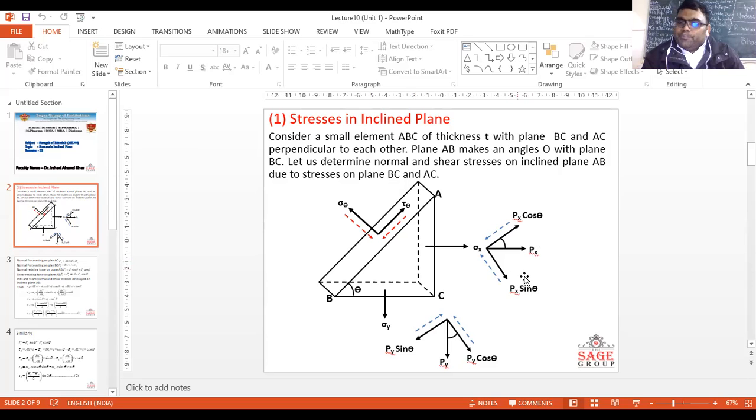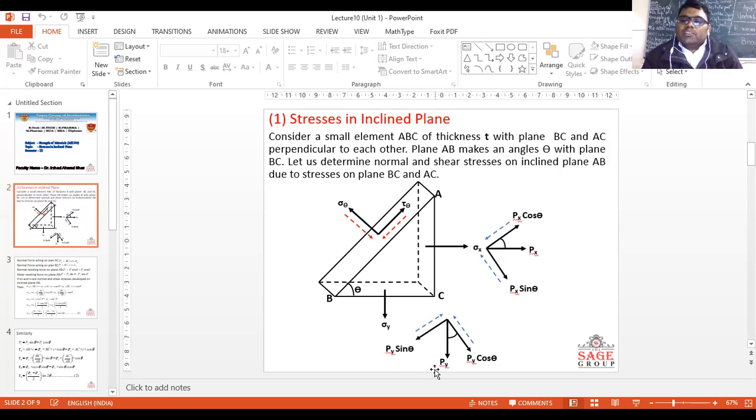So just resolve it. You can see that this is parallel to BC, this Py, and this angle must be theta. So this becomes Px cos theta, and this becomes Px sin theta. You know all that, how to resolve the force. We have studied in our 10th and 12th how to resolve a force. So I think you know all that. Similarly, this is what happens here in this plane.